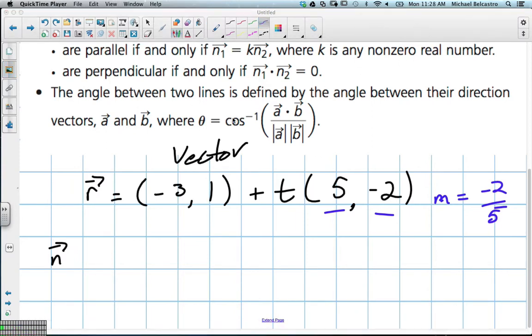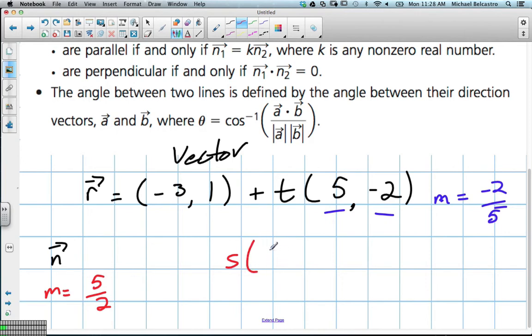So if the slope is negative 2 over 5, that means the slope of our normal should be positive 5 over 2, which means as a directional vector, let's give it the parameter of s, our coordinates would be 2 and 5. So when we look at it in this way, essentially we're just switching the positions of the numbers, and if one of them is negative, we're making both positive, and vice versa.